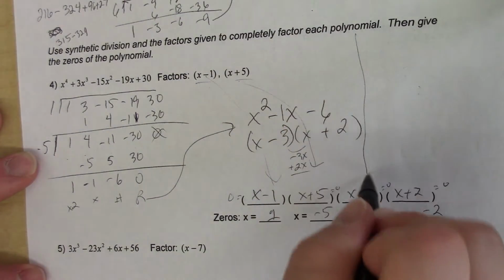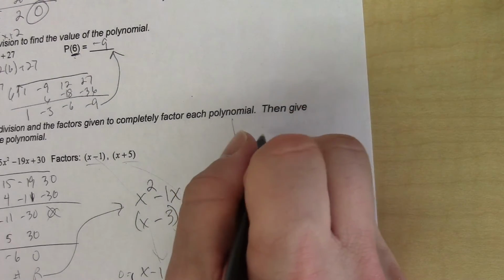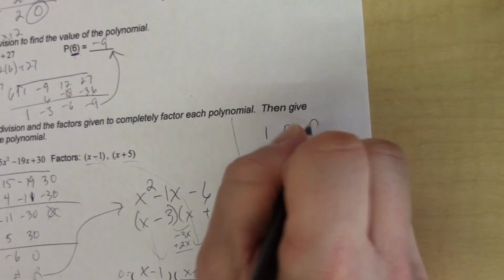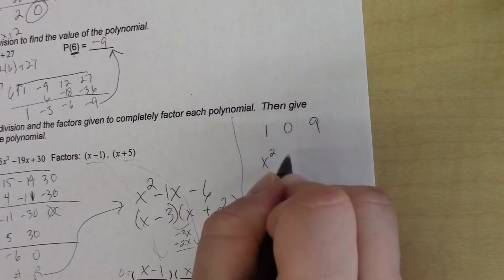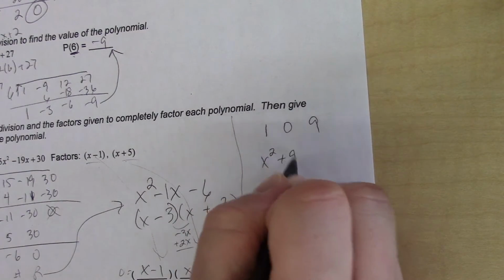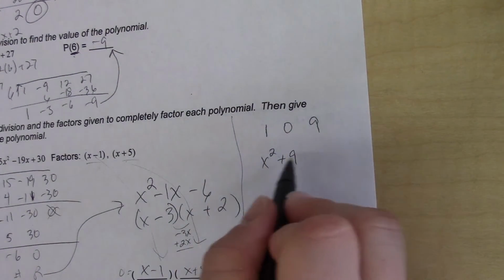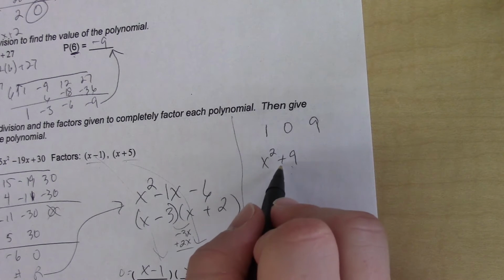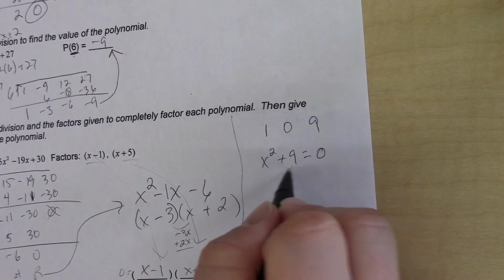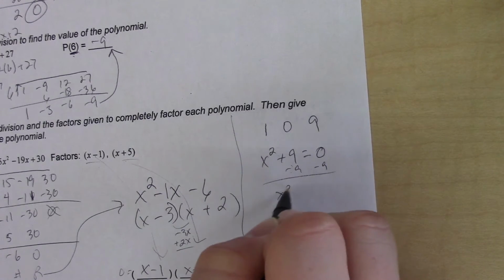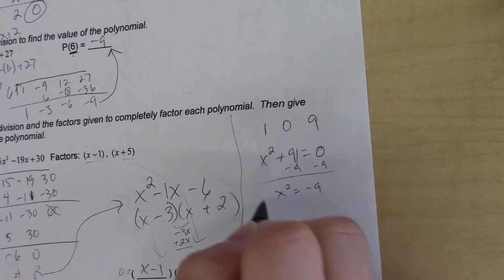Just because this might show up on the quiz, what if what you were left with was 1, 0, and 9, right? This would be x squared plus 0x plus 9, so it would just be x squared plus 9. And I can't factor this, right? If it was minus, I'd have x plus 3 and x minus 3, but it's not. I would set it equal to 0. I would do the opposite to both sides. We've done this before. And I would square root it.